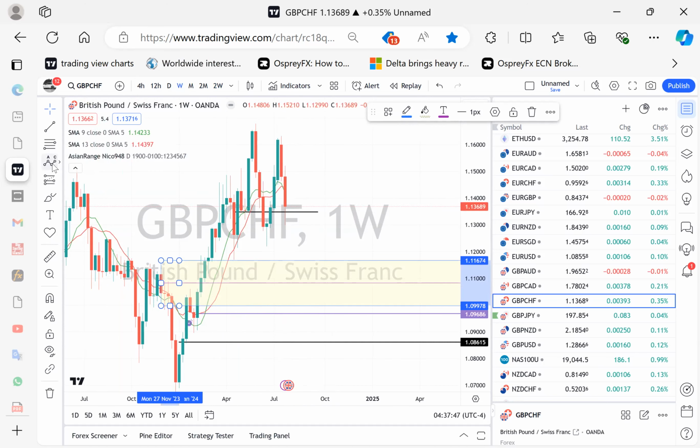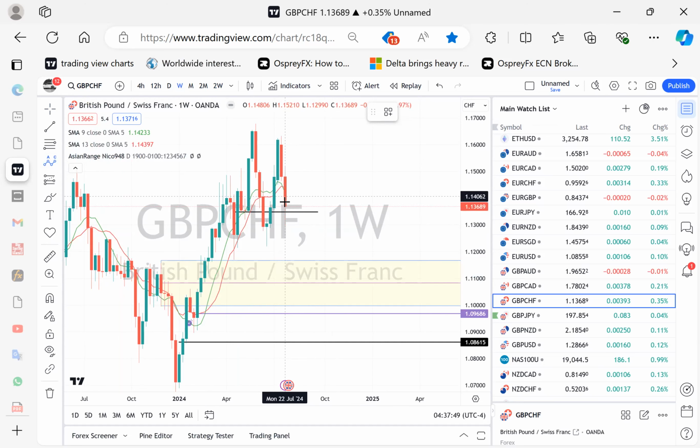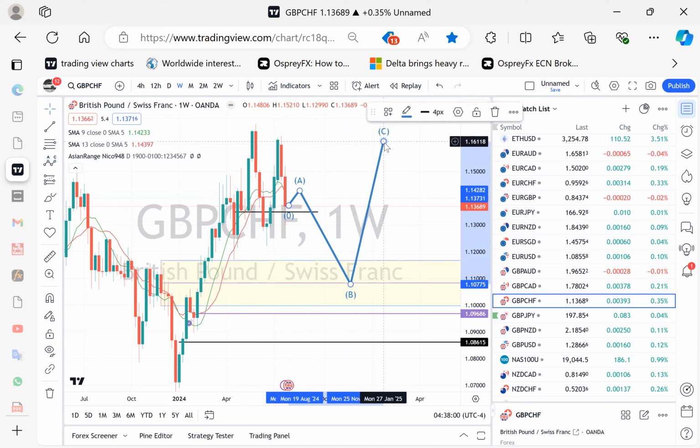So what I'm looking for from this pair, I would just fib this red candle, and I would expect price to push up, push down to my imbalance here, and then keep going up. Whether this happens or not, it's really immaterial. It's just my thought process on what I see from the market.